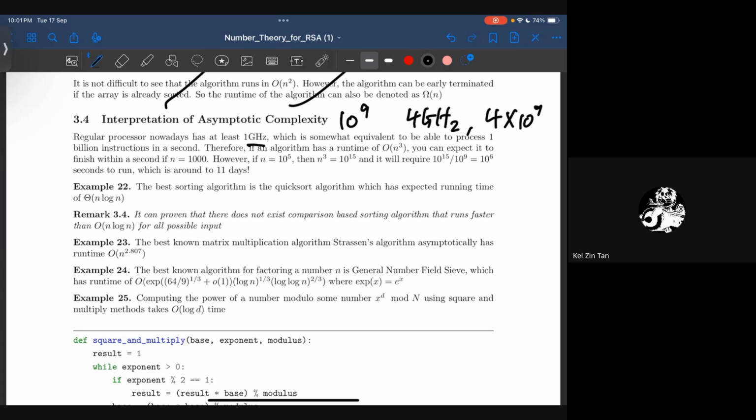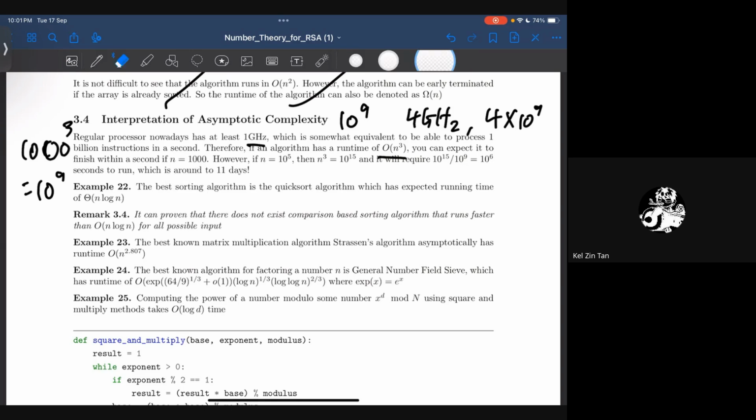Therefore, if your algorithm has a runtime of O of n cubed, you can expect it to finish within a second if n is equal to 1000, because 1000 to the power of 3 is equal to 10 to the power of 9, which is somewhat 1 billion. In a perfect scenario, your algorithm should be able to finish in a second.